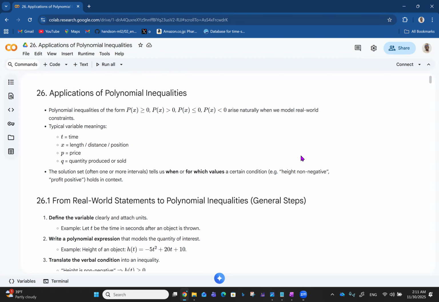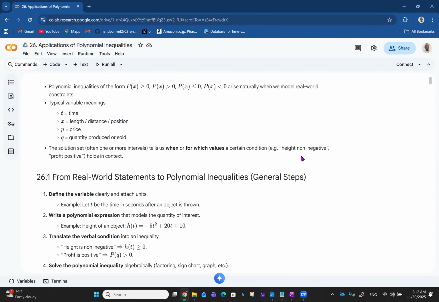So we've seen the concept of inequalities. We've also seen how to describe polynomial inequalities using the sign chart method. Then we went ahead to see how to solve inequalities. That was in the last video. And now since we have all of these things in our kitty, we want to go ahead and see some of the real life applications of polynomial inequalities.